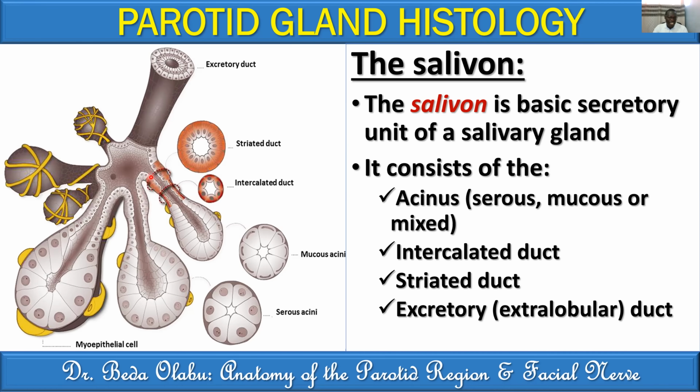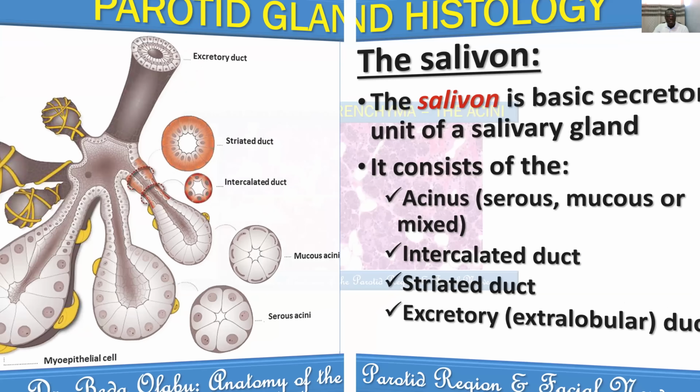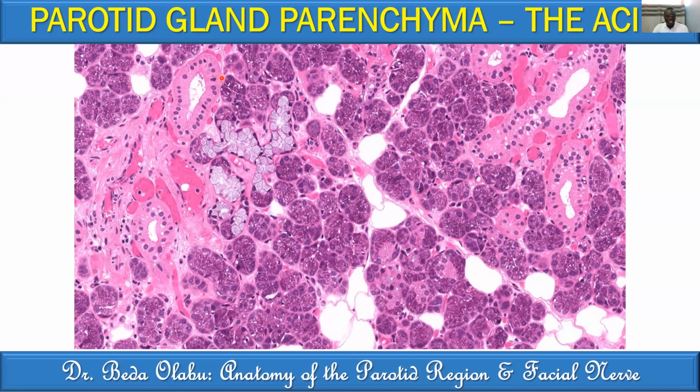And these intercalated ducts join to form striated ducts, and multiple striated ducts join to form the excretory ducts, which are found outside the lobules. So we can also call them the extralobular ducts or interlobar ducts. They're between lobes. With that in mind, now let's talk about the acini that we find within the parotid gland.